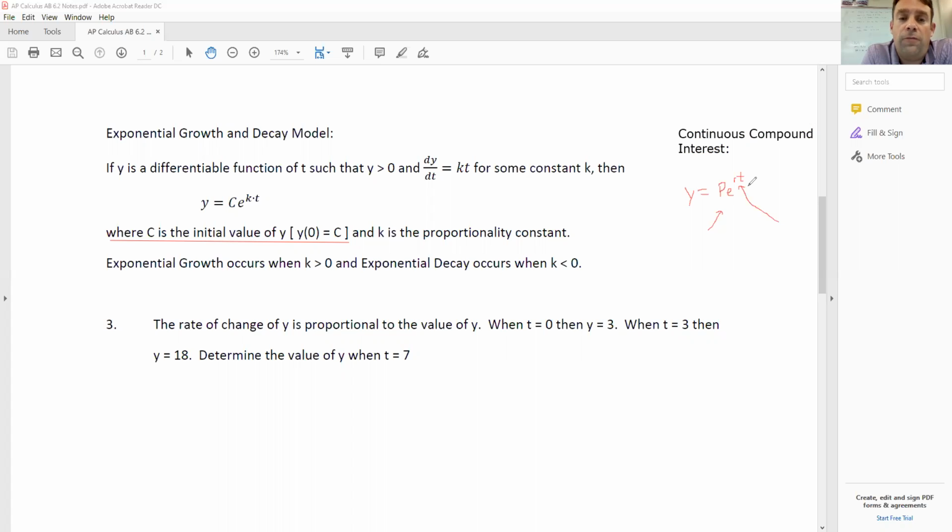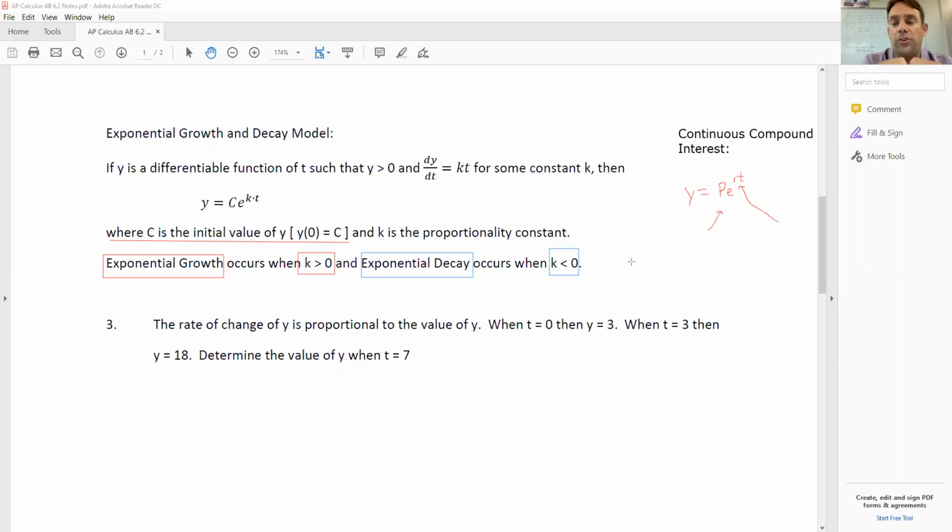And if the K value, that proportion value, is greater than 0, then it is exponential growth. If the proportion value is less than 0, then it is decay. And again, you don't have to worry about whether it is unless you're looking at an equation, because as we go through these, it'll just automatically kind of pop up.